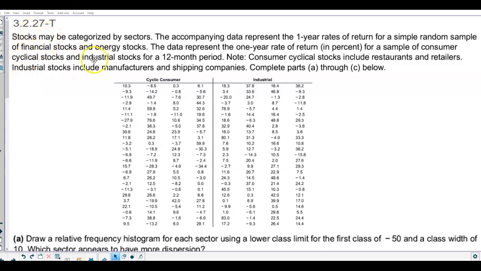3.2.7-T. Stocks may be categorized by sectors. The data represent the one-year rate of return in percent for a sample of consumer cyclical stocks and industrial stocks for a 12-month period. Note that consumer cyclical stocks include restaurants and retailers. Industrial stocks include manufacturers and shipping companies. We're going to complete parts A through C below.